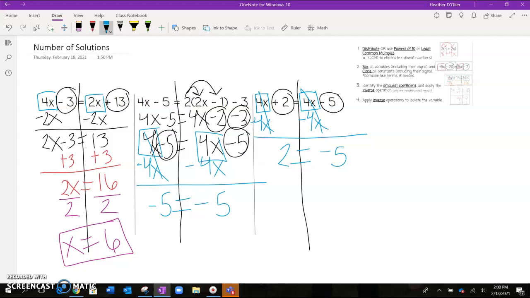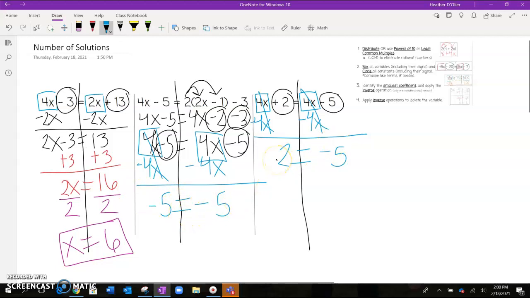So this got weird. My first one, it worked out perfectly. I got an answer. My second one, I have a statement, but it's correct. Negative 5 equals negative 5. Like that's true.